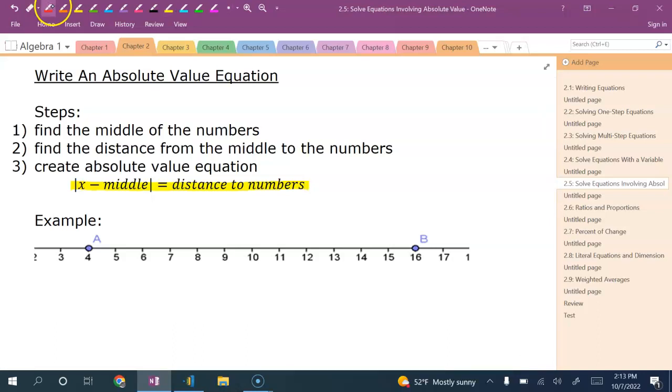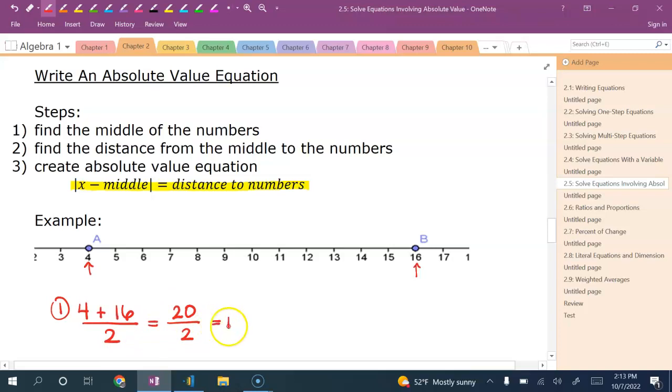So for this example, I have a solution at positive 4 and 16. Step 1 is to find my middle. So I'm going to do 4 plus 16 and divide that by 2 to find my average. So this would be 20 divided by 2, which is 10. 10 is going to be the middle then.